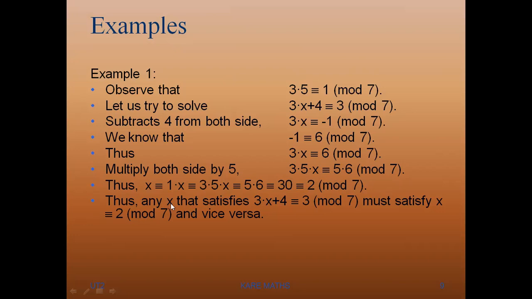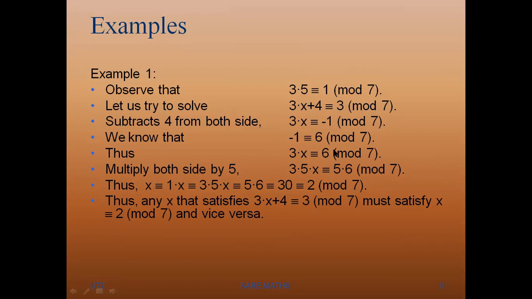Thus, any x satisfying 3x plus 4 congruent to 3 mod 7 will satisfy x congruent to 2 mod 7, and vice versa. It's a fantastic thing. Please follow this step by step, clearly. Any x that satisfies 3x plus 4 congruent to 3 mod 7 will be satisfying x congruent to 2 mod 7.